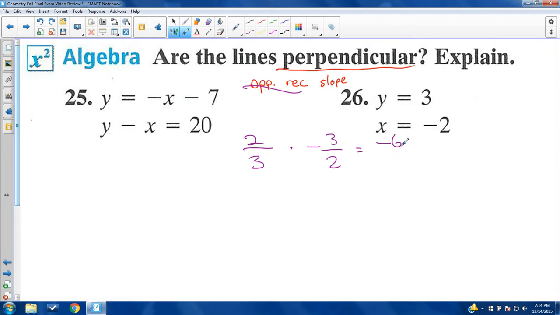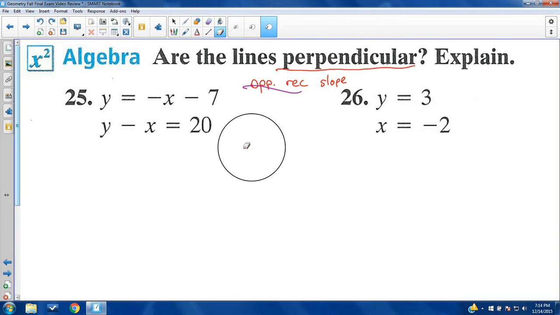That's negative 6 over 6, which is negative 1. So it is true. Your opposite reciprocal slope multiplied with the other slope will give you negative 1, with one exception, and that is when you're referring to something like number 26, which we'll get to. Your book does mention something about vertical and horizontal lines.